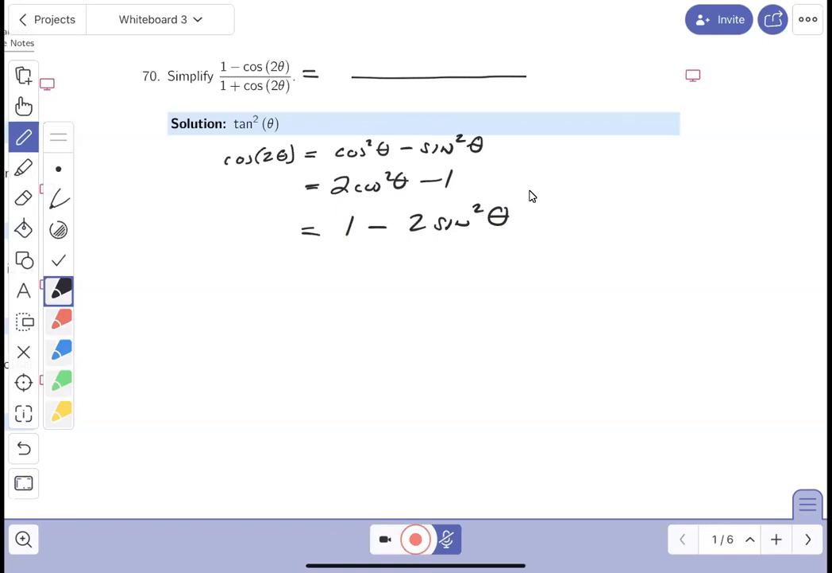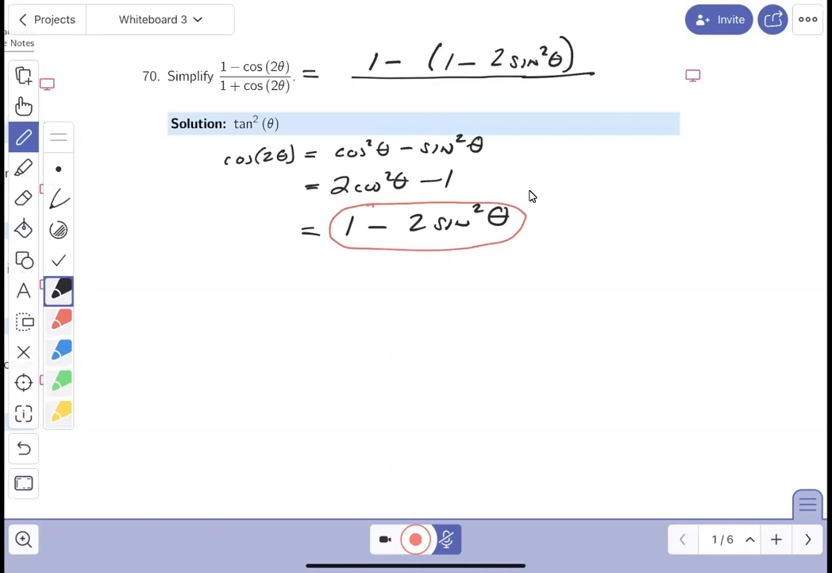Looking at it, I'm going to say on top I'd use this one over here, because I think it's going to make it easy for me. It's going to be 1 minus that thing. I'll write that down for you. And I said I was going to use the thing in red, so it's 1 minus 2 sine squared theta.